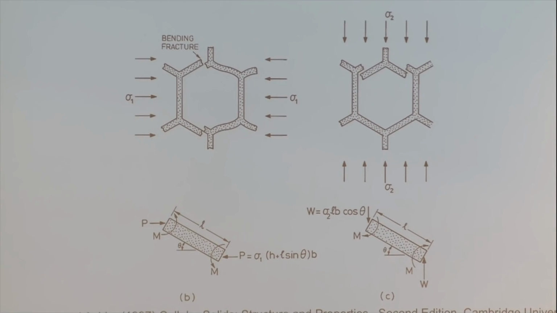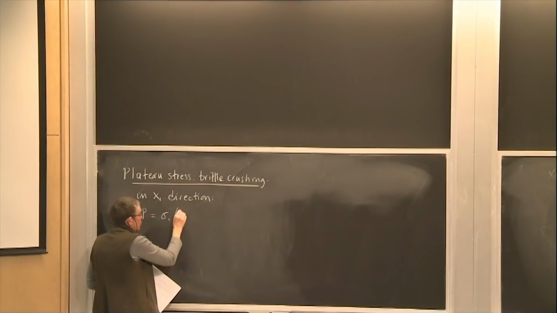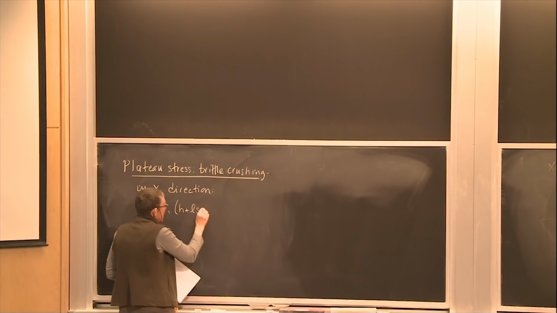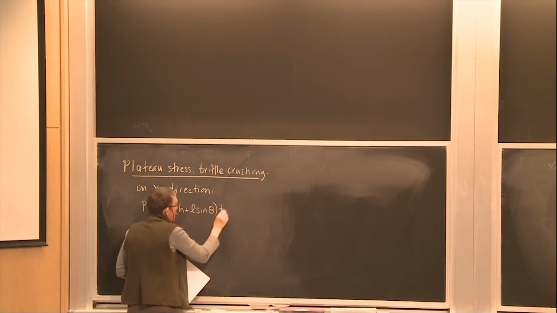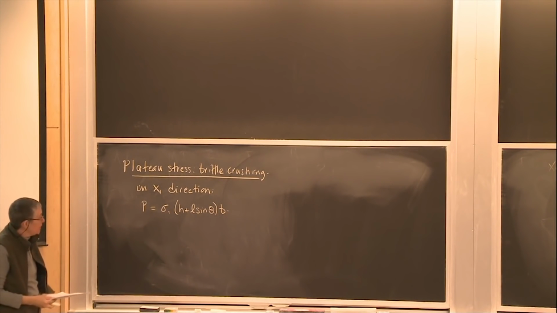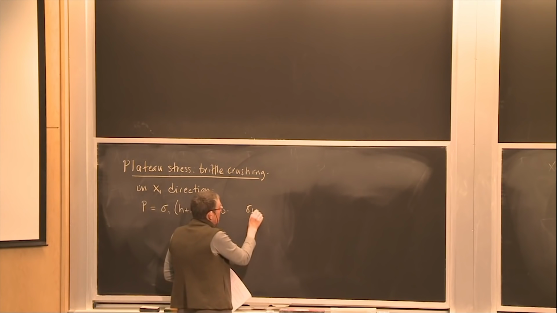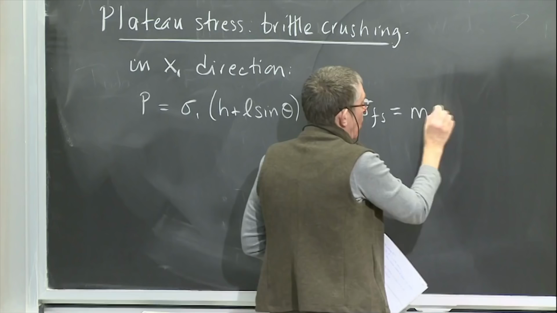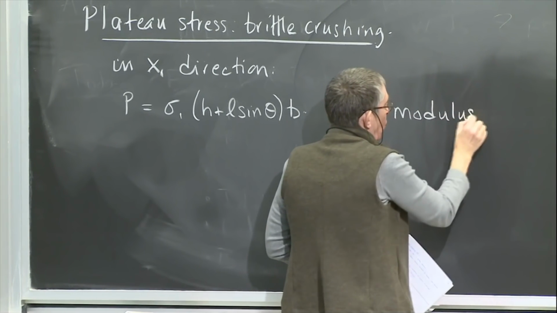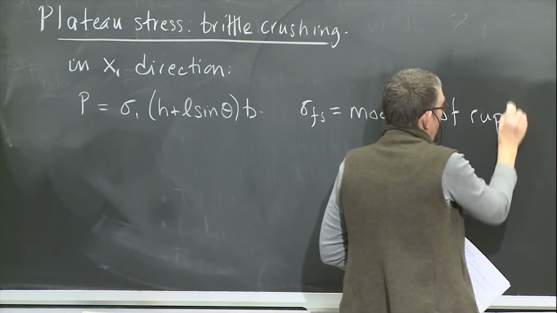Okay, so if I have loading in the one direction, I can relate that horizontal force P to the stress in the one direction. So the load P is equal to sigma 1 times (h plus L sine theta) times B. And remember, B is the depth into the page. And I'm going to define sigma fs as the modulus of rupture of the cell wall material. So it's the bending strength of the cell wall material.